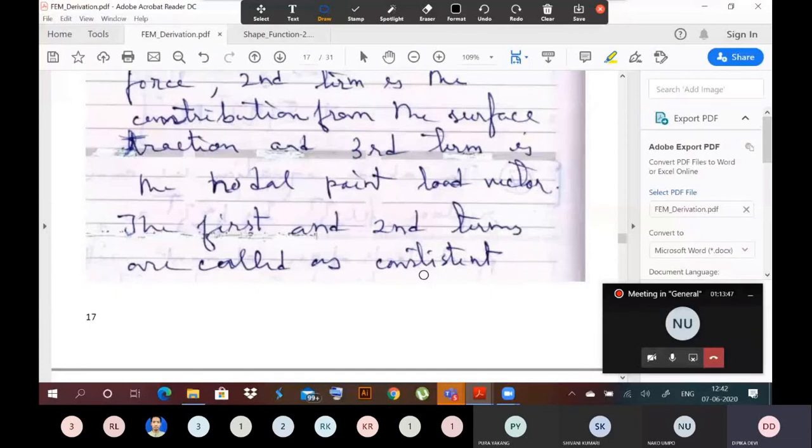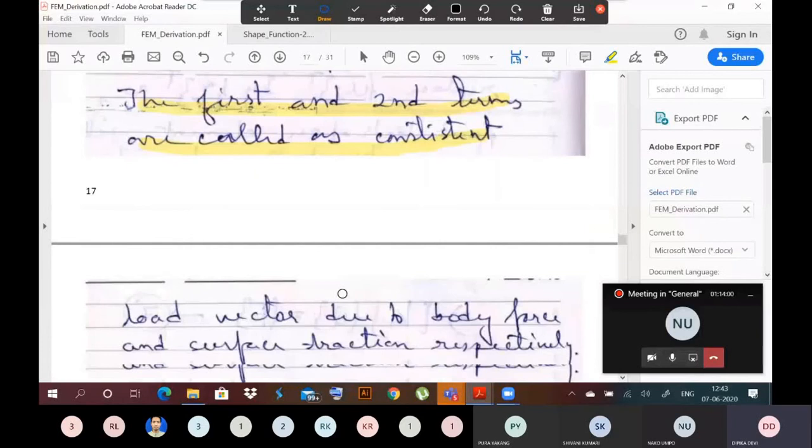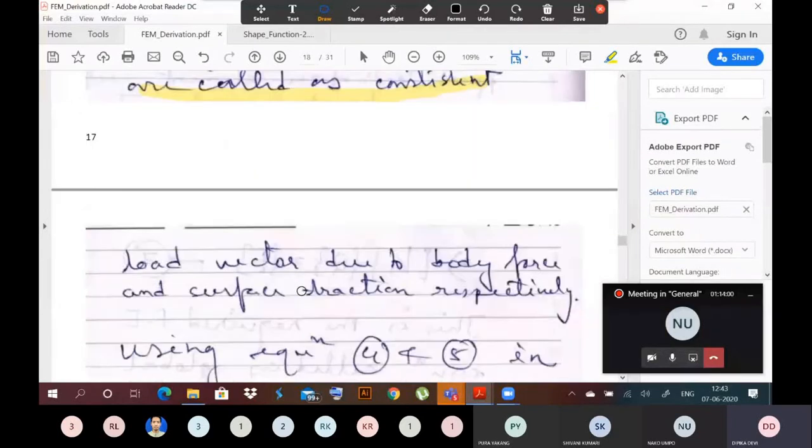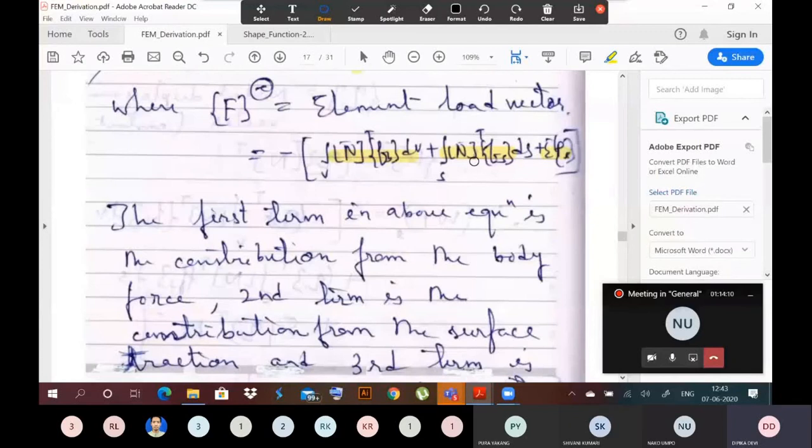Because body force and surface traction will act throughout the element. But in FEM we have seen that load must act at the nodes. There should not be any load within the element. So using this expression we can find the equivalent point load due to body force and the equivalent point load due to surface traction. So those body force vector and surface traction vector will be called the consistent load vector due to body force and surface traction. That we can derive for different types of element.